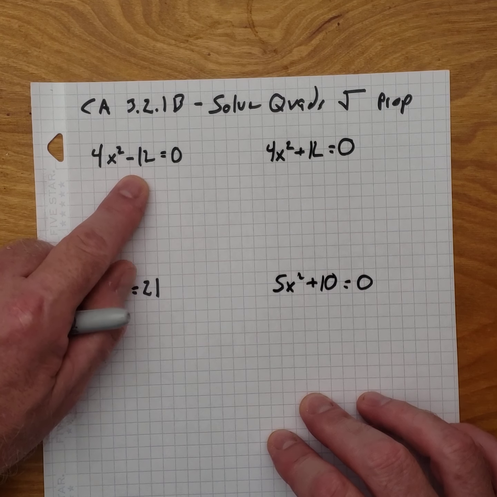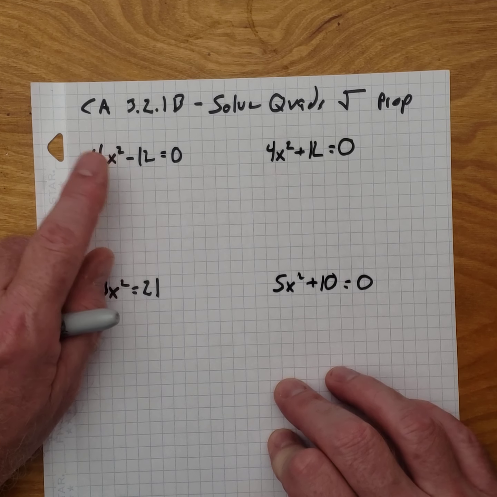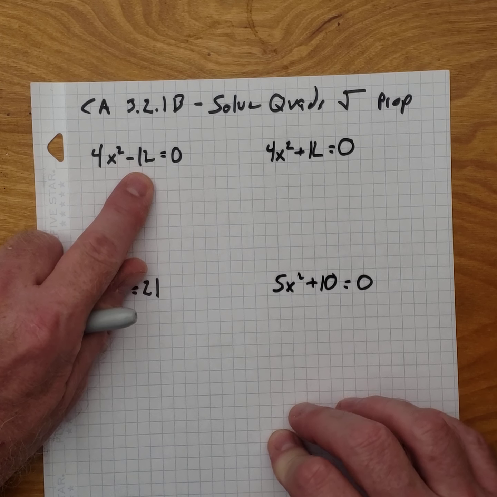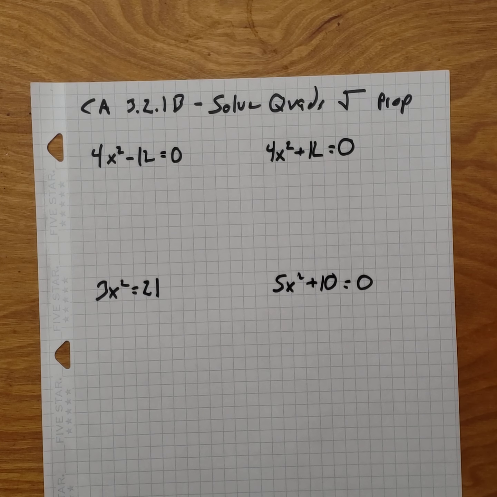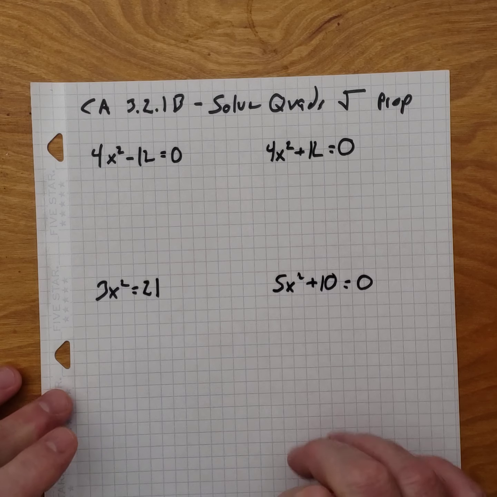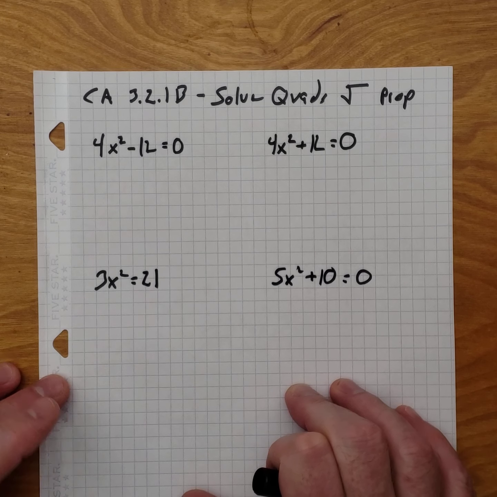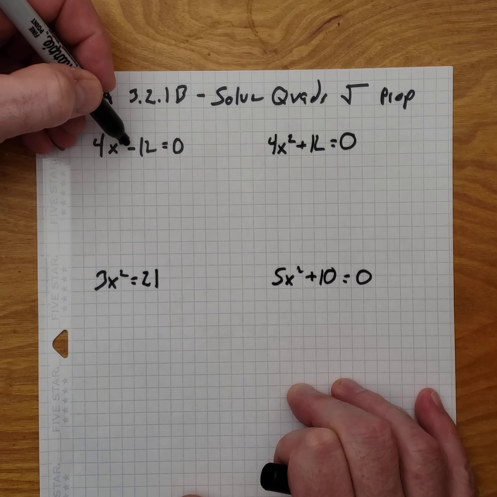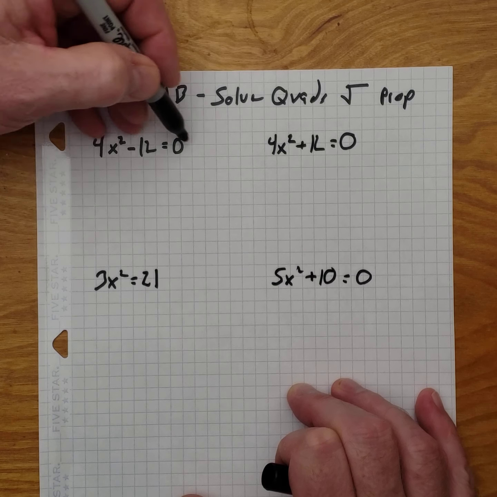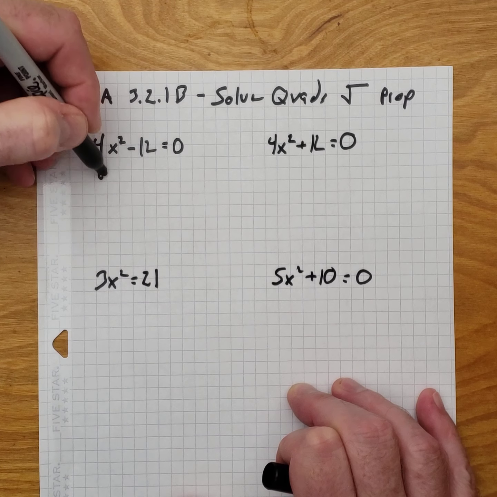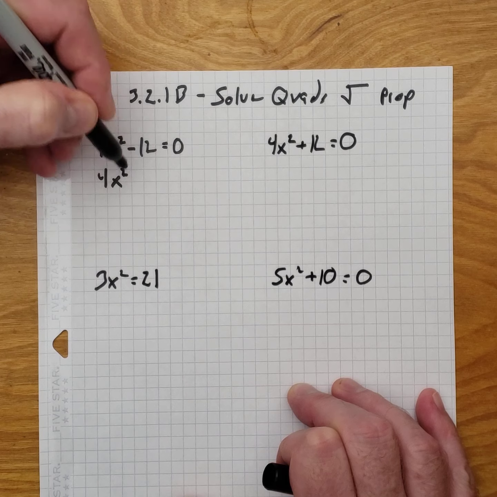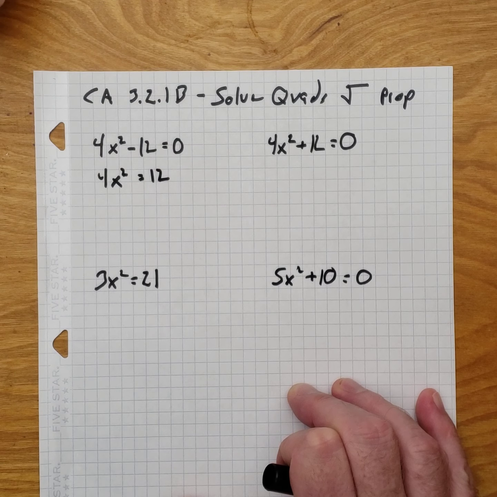Here, we're going to be missing our middle term. We're missing our x term. We've got our x squared term and our constant term, but no x term in the middle. And that makes life a little bit easier than having to factor. What it allows us to do is move the constant term over to the other side. So we can add 12 to both sides and get 4x squared equals 12.